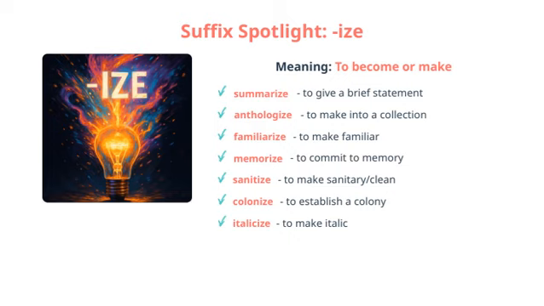All these words share the key idea of transforming or making something into a different state or form, and the suffix ize is a common way to create action words in English. It's a very versatile suffix that helps us describe the process of change or creation clearly and efficiently.